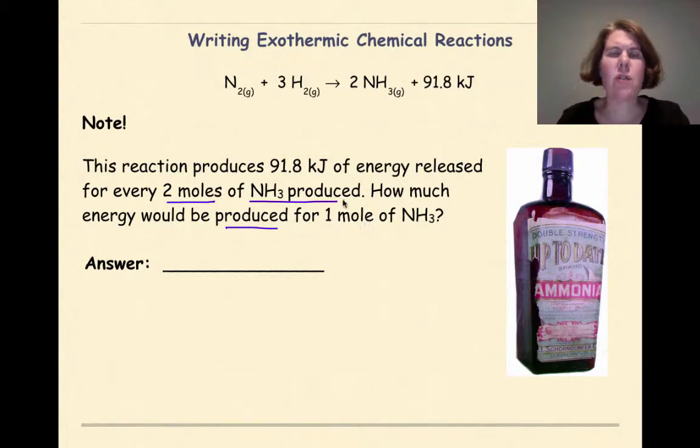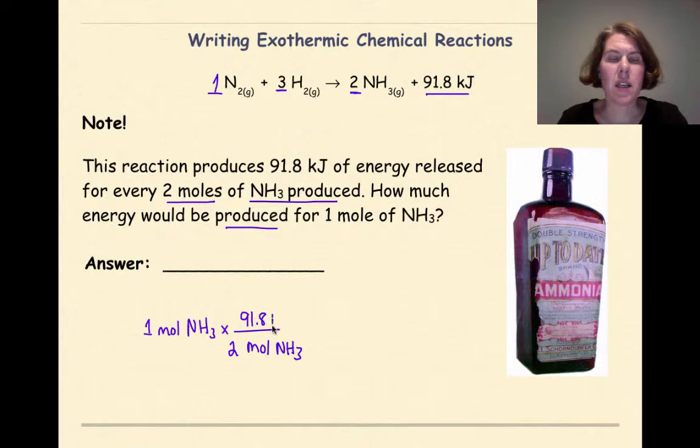Now you might be saying, what do you mean 2 moles of ammonia? If we go up to our balanced equation right here, this is saying that for every 1 mole of nitrogen plus 3 moles of hydrogen that produces 2 moles of ammonia, 91.8 kilojoules of energy will be released. So this question is asking, well, what if I want to figure out what it's going to be for just 1 mole of ammonia? So I'd say 1 mole of ammonia, NH3, and I'm going to know that the ratio here is for every 2 moles of ammonia, I'm going to release 91.8 kilojoules. And since it's released, I could have put a negative sign in front.